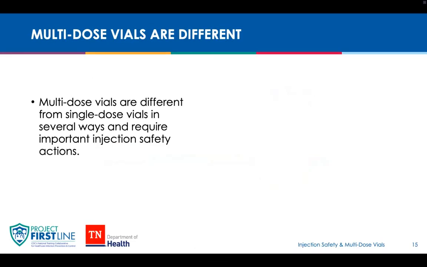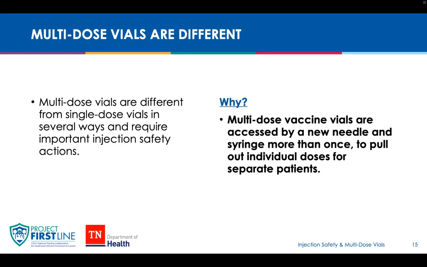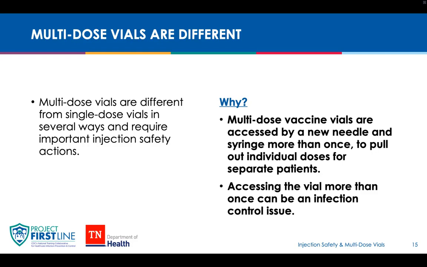So as we learned in the video, multi-dose vials are different from single-dose vials in several ways and require important injection safety actions. So what are some of those? If you said multi-dose vials are accessed by a new needle and syringe more than once to pull out individual doses for separate patients, you are correct. Accessing the vial more than once can be an infection prevention issue. It is important to take injection safety actions to reduce the chance of contamination and to protect patients.